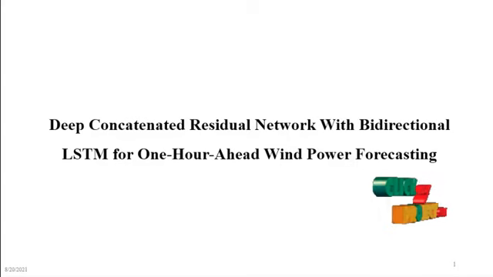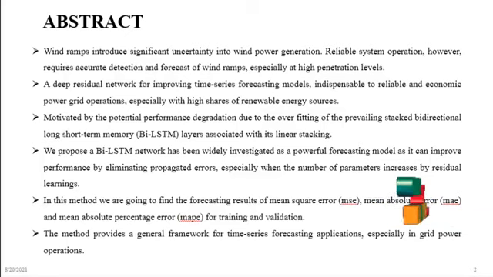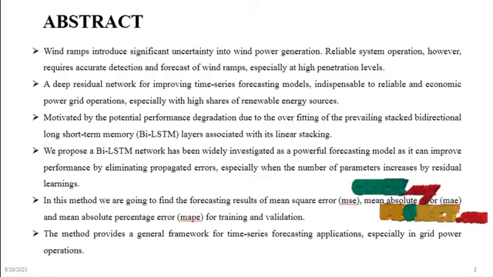The title of the project is Deep Concatenated Residual Network with Bidirectional LSTM for 1 hour ahead wind power forecasting. The abstract of the project is: wind ramps introduce significant uncertainty into wind power generation. Reliable system operations, however, require accurate detection and forecast of wind ramps, especially at high penetration levels. A deep residual network for improving time series forecasting models is indispensable to reliable and economic power grid operations, especially with high shares of renewable energy sources.